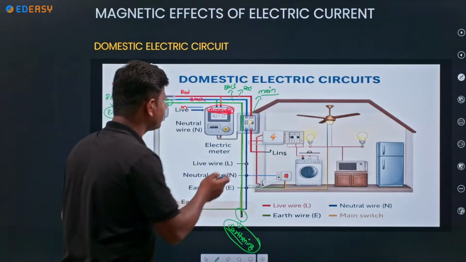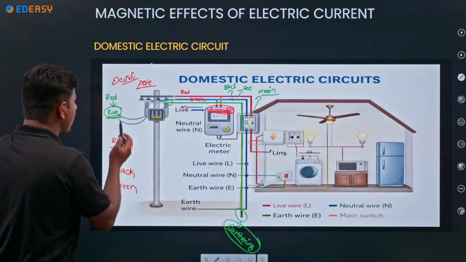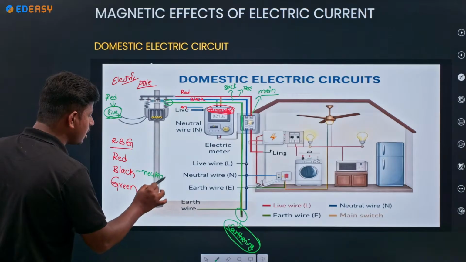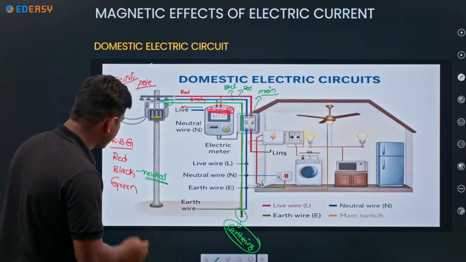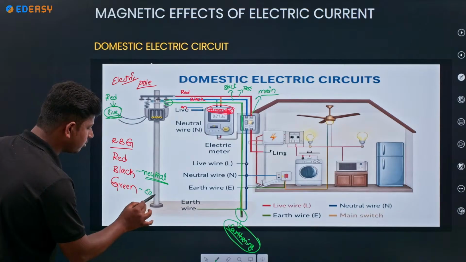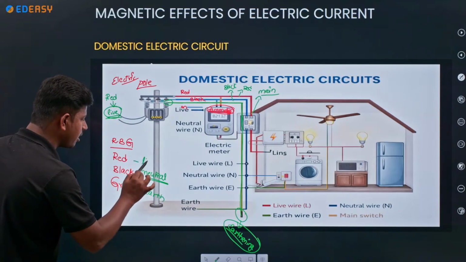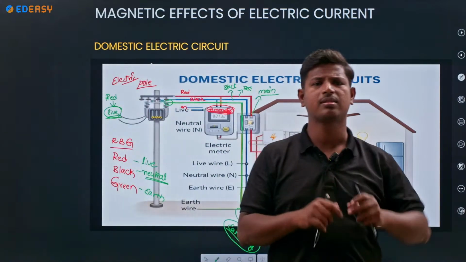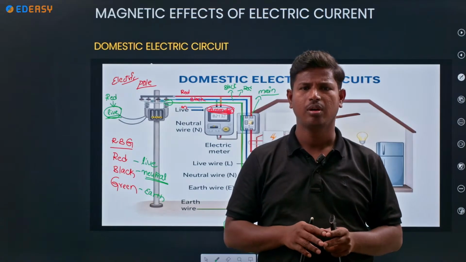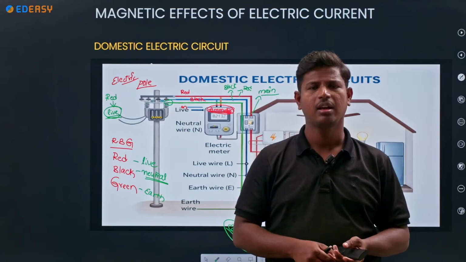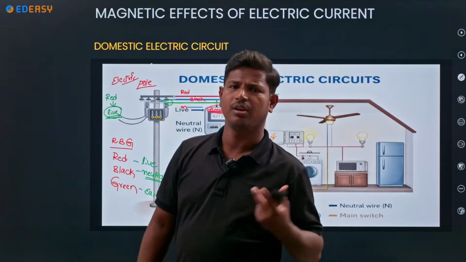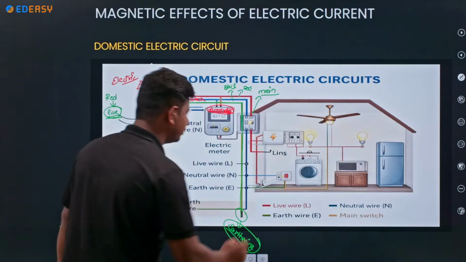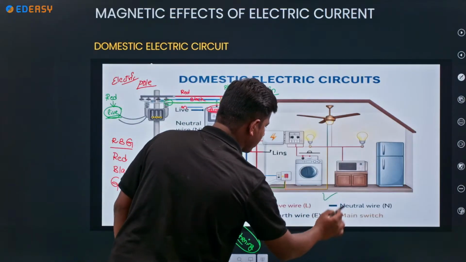Red wire is the live wire. And another one is what? Neutral. It's a neutral. And what about green? Earth wire. Red is live wire, black is neutral, green is earth. Three wires: red, black, green. So red wire, live wire; black, neutral; green, earth. Green means earth. Live wire, earth wire, neutral wire.